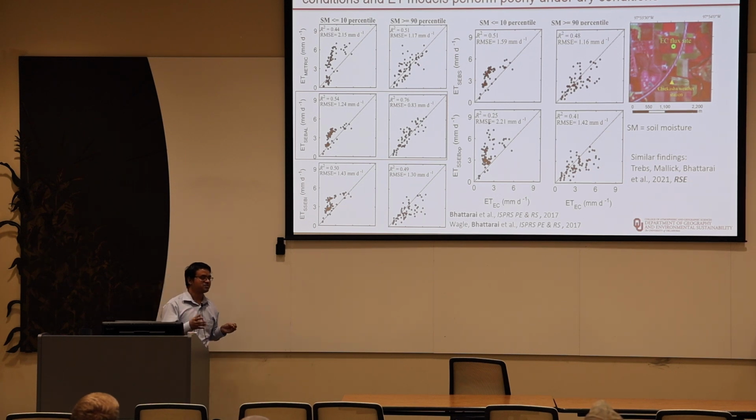In dry conditions, we want to estimate the water use more accurately, because we want to apply the accurate amount of water and save water. And in dry conditions, the models are not perfectly working, while they are under wet conditions. The SM is the soil moisture there. So when soil moisture was less than 10 percentile, the model errors were higher.